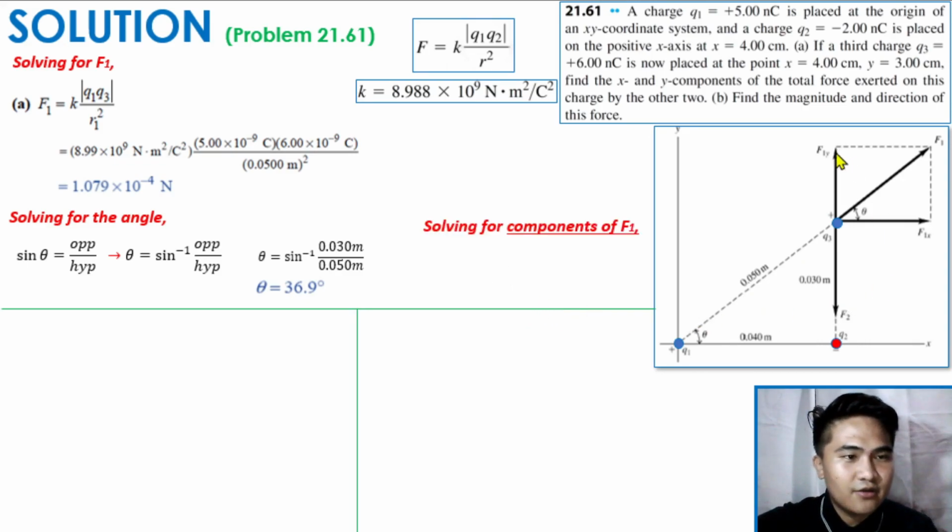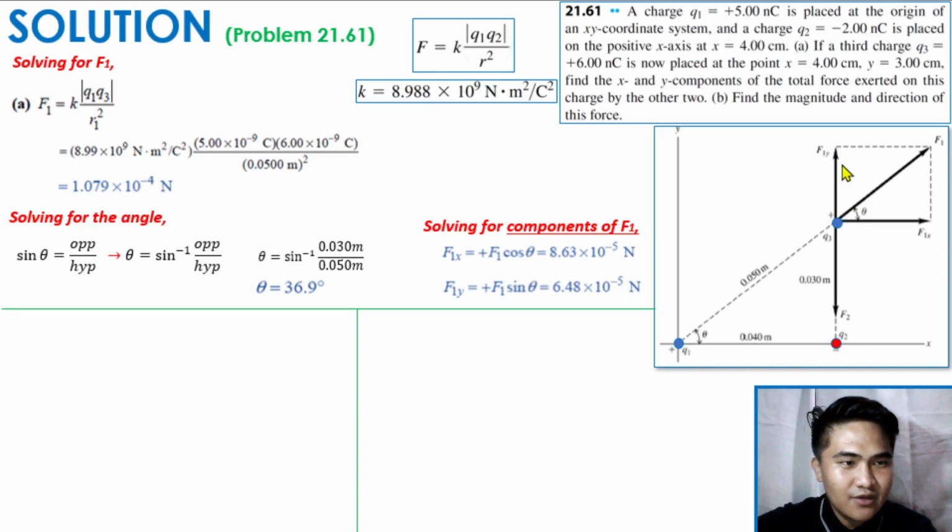Now, solving for the components of F1, this F1, we will get this F1y and F1x. For F1x, this is positive because it is to the right. We will use the cosine function, cosine theta, because it is adjacent, and we will get 8.63 times 10 to the negative 5 Newton. Now, for the F1y, the y component is upward, therefore positive. We will use sine because it is opposite of the angle. And we will get 6.48 times 10 to the negative 5 Newton.